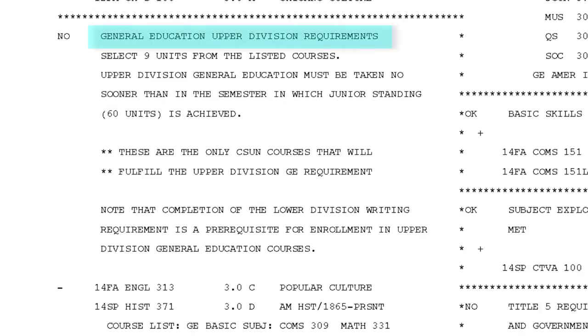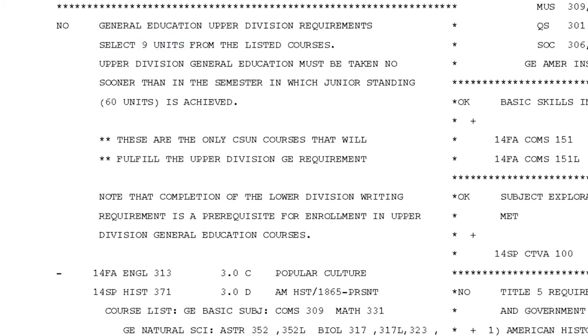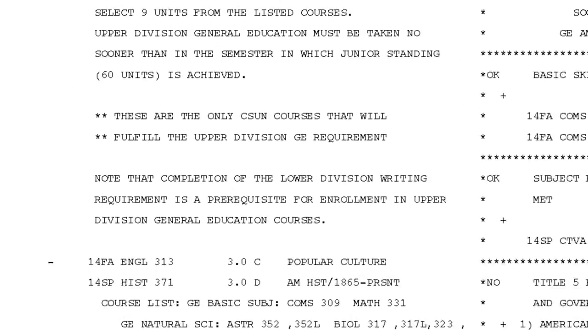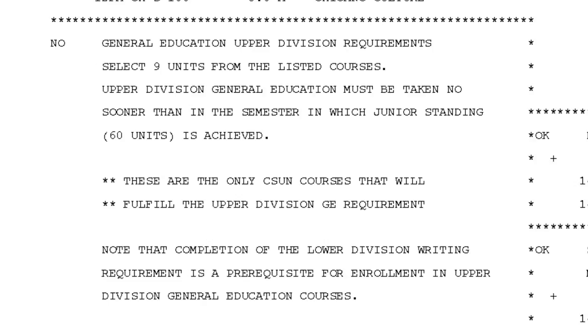Moving down to the General Education Upper Division section, you see that all students are expected to take 9 units of GE Upper Division courses. The number of course options here are many, with the list extending onto the next column. Notice that these courses can be taken the same semester in which you will be achieving junior standing. That is because these classes are all upper division, 300 or 400 level.